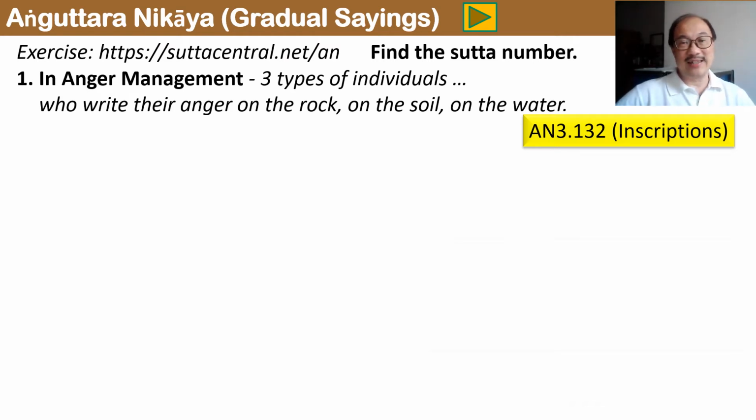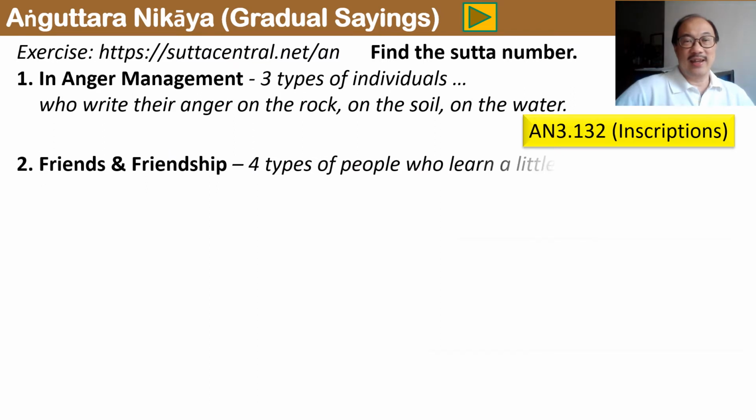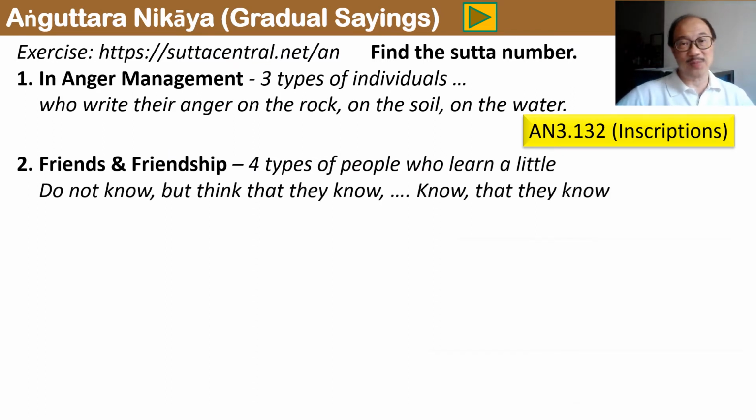Okay, let's try the next question. In the topic on friends and friendship, there are 4 types of people who learn a little: those who do not know but think they know, and so on and so forth, or who know what they know. You pause for a while and go and find the sutta number.